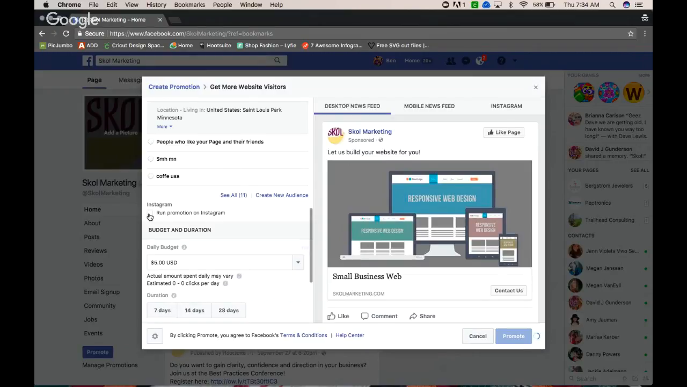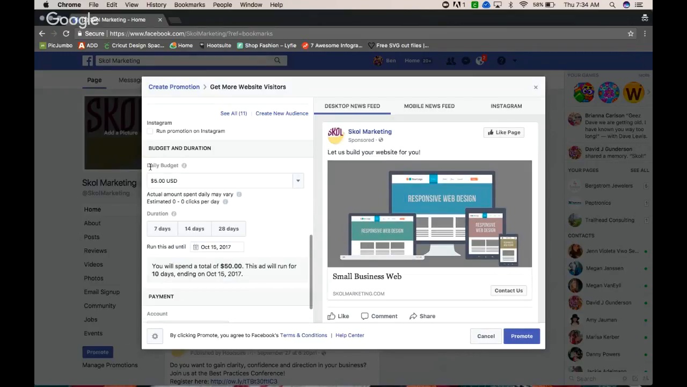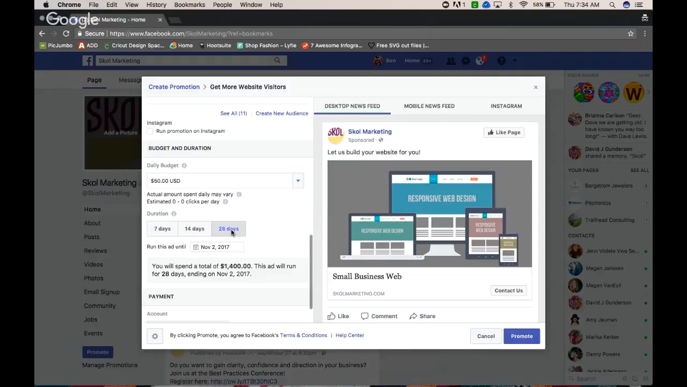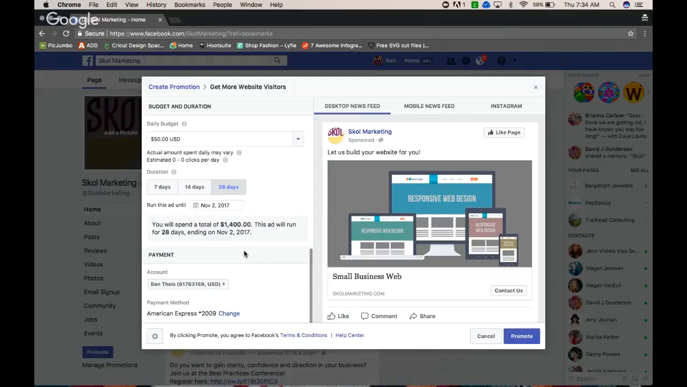Don't want to run this on Instagram. This one is another daily budget. Most of them are going to be a daily budget, but I just want to make sure that you understand that there sometimes are total budgets, and I want you to continuously look at that. And then hit the duration, and bam.